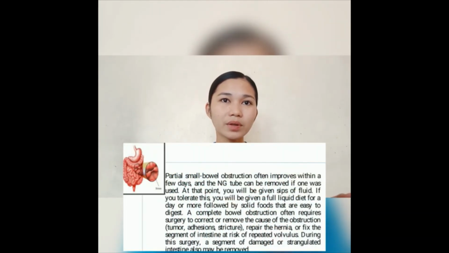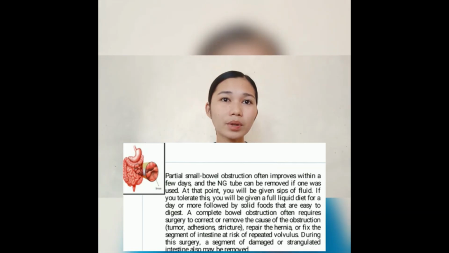Partial small bowel obstruction often improves within a few days, and the NG tube can be removed if one was used. At that point, you will be given sips of fluid. If you tolerate this, you will be given a full liquid diet for a day or more, followed by solid foods that are easy to digest.